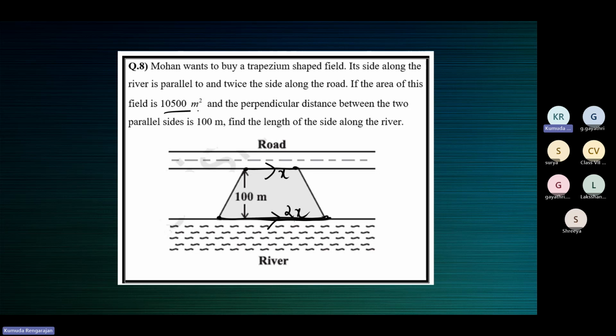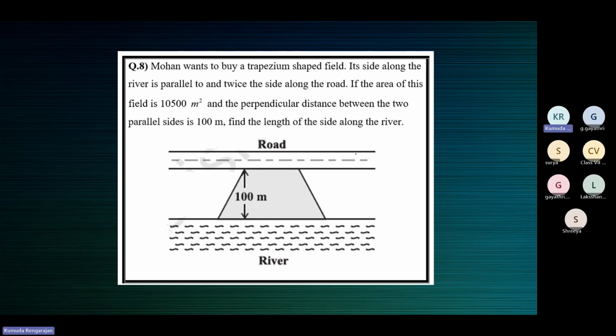The area of this field is given: 10,500 meters square. And the perpendicular distance is 100 meters. Now the question is to find the length of the side along the river.